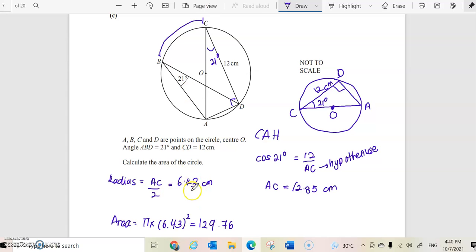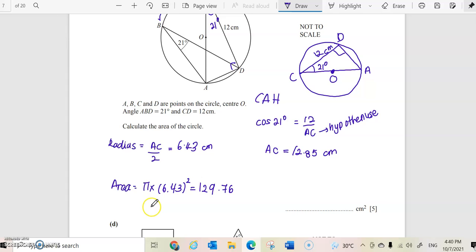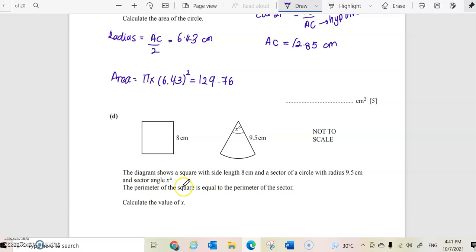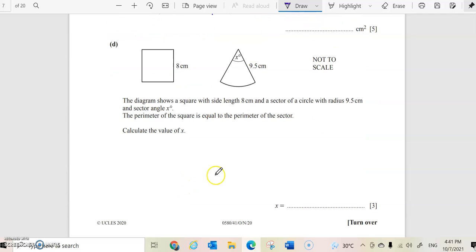Just substitute into the area formula, which is pi r squared, and then we get the area of the circle is 129.76. Okay, so that is the answer for C. So we go to question D.